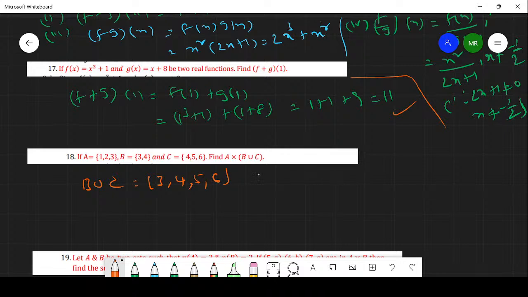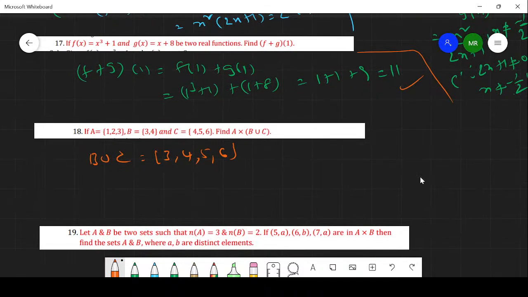They are asking for the Cartesian product with A. We know that A is {1, 2, 3}, the given set, and B union C is equal to {3, 4, 5, 6}. If I write the Cartesian product now, A cross B, see what it comes to.